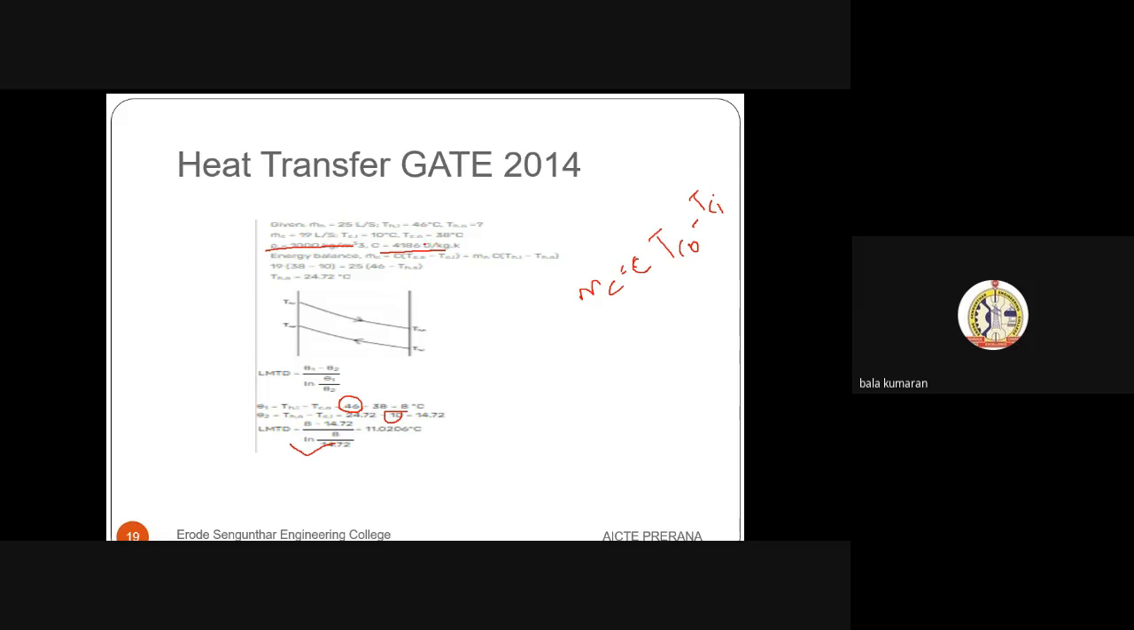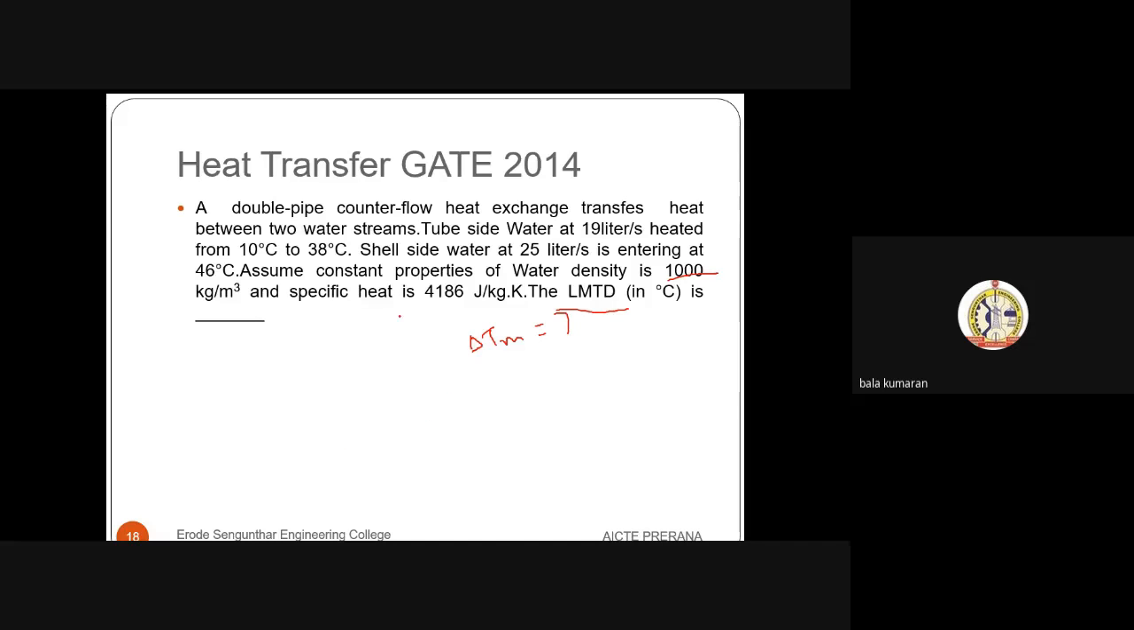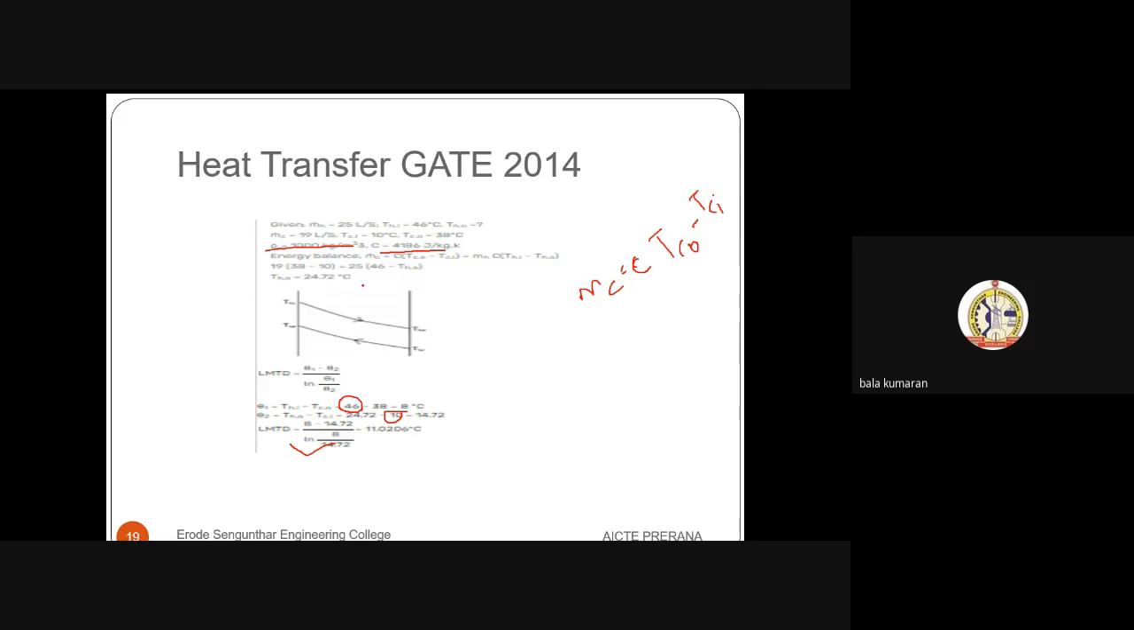We have three answers, right? 10 degrees Celsius, 38 degrees Celsius, and 46 degrees Celsius. So we have to find only one temperature, which is this temperature. If we find this temperature by equating these two, we get this temperature as 24.72 degrees Celsius.